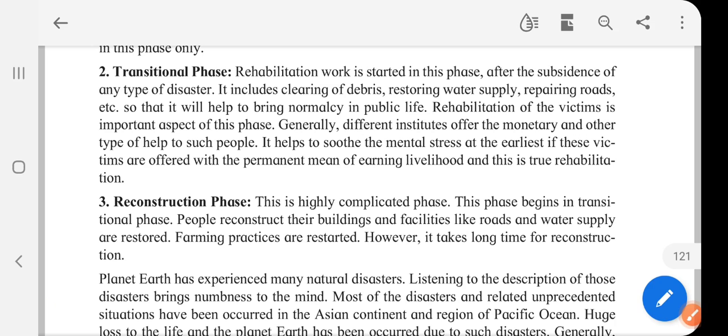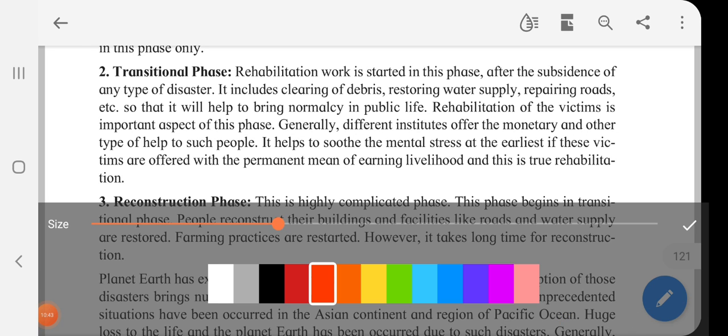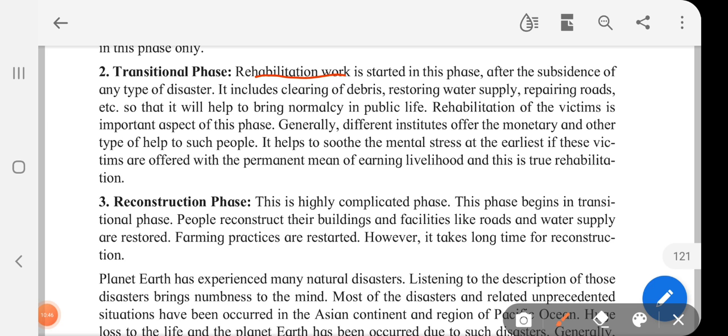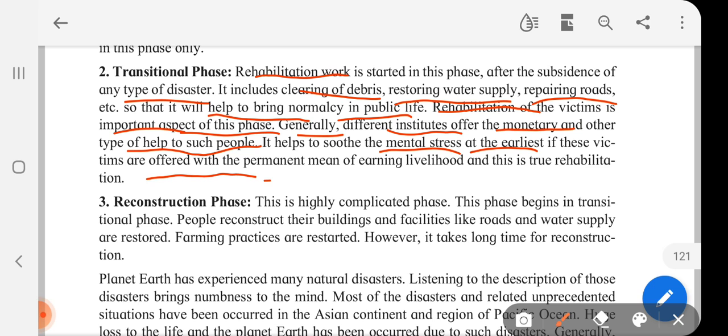Now the second phase, the transitional phase. So here rehabilitation work is started after the subsidence of any type of disaster. It includes clearing of debris, restoring water supply, repairing roads, so that it will help to bring normalcy in public life. Rehabilitation of the victims is an important aspect of this phase. Generally, different institutes offer monetary and other types of help to such people. It helps to soothe the mental stress at the earliest. If these victims are offered a permanent means of earning livelihood, this is true rehabilitation.